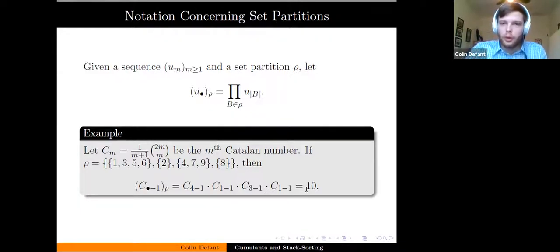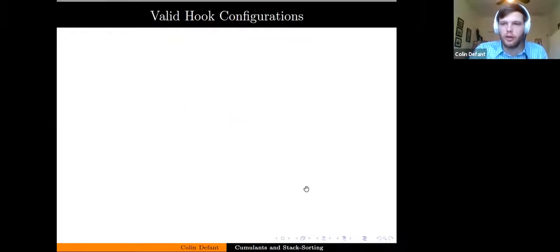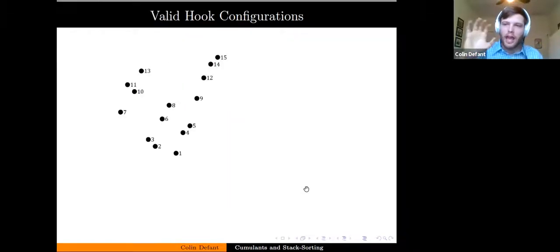Now, in order to compute fertilities of permutations, I have to define these objects that I call valid hook configurations. And to start, I'm going to take the permutation whose fertility I want to compute, and I'm going to plot it. This just means I draw a bunch of points where the heights of the points correspond to the numbers in the permutation, and I read the heights from left to right to get my permutation. So for example, this would correspond to the permutation 7, 11, 10, 13, 3, 2, 6, 8, 1, 4, 5, 9, 12, 14, 15. So it's the plot of some permutation.